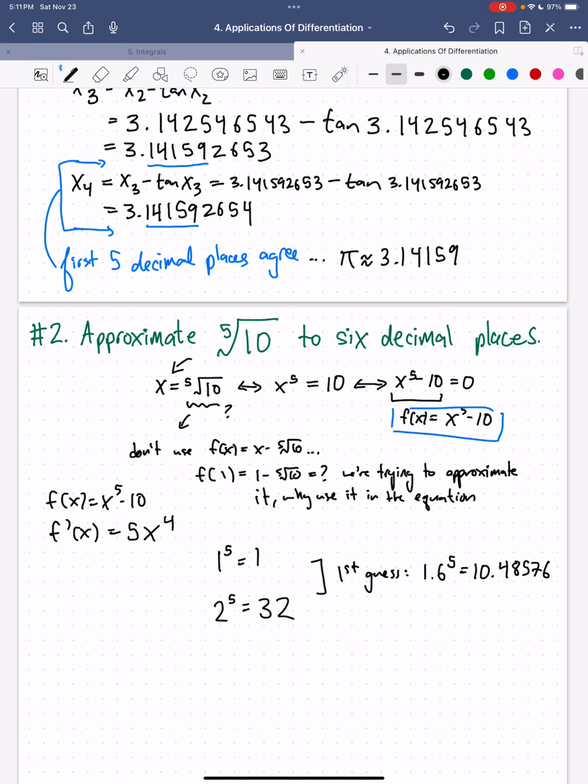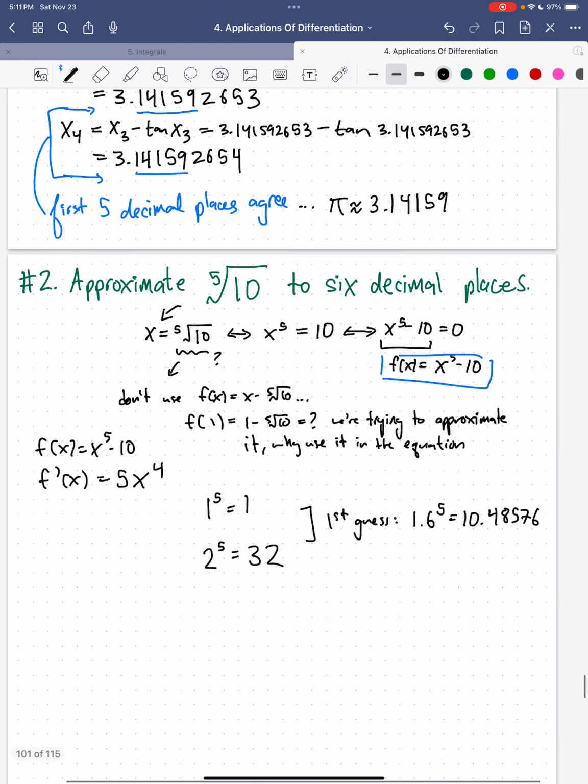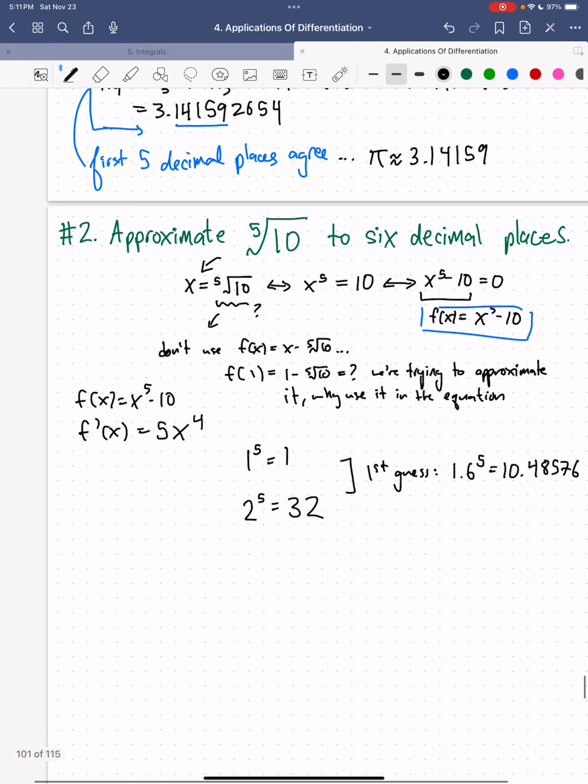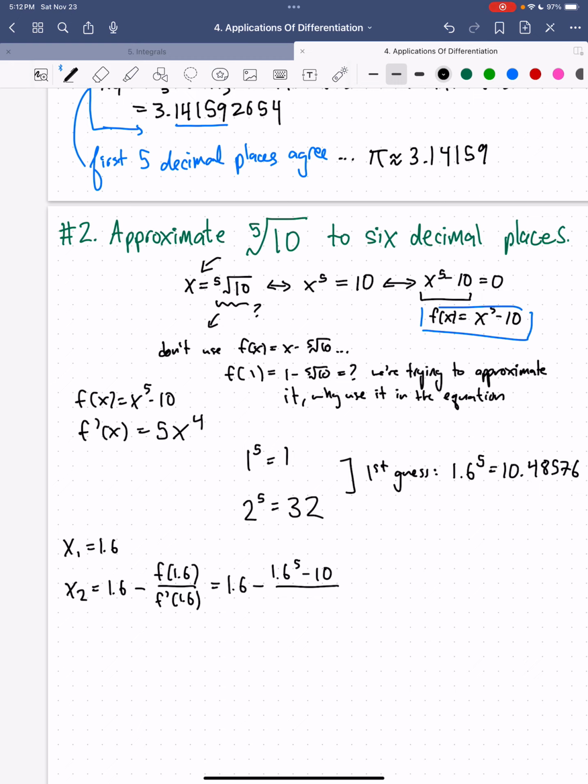So this is pretty close to what we want, right? We want some number where you take it to the fifth power, you get 10. This is pretty close to 10, so I think this is a nice first guess. That means we've said that x1 is equal to 1.6. So x2 is 1.6 minus f of 1.6 over f prime of 1.6. So that's 1.6 minus 1.6 to the 5 minus 10 over 5 times 1.6 to the 4.